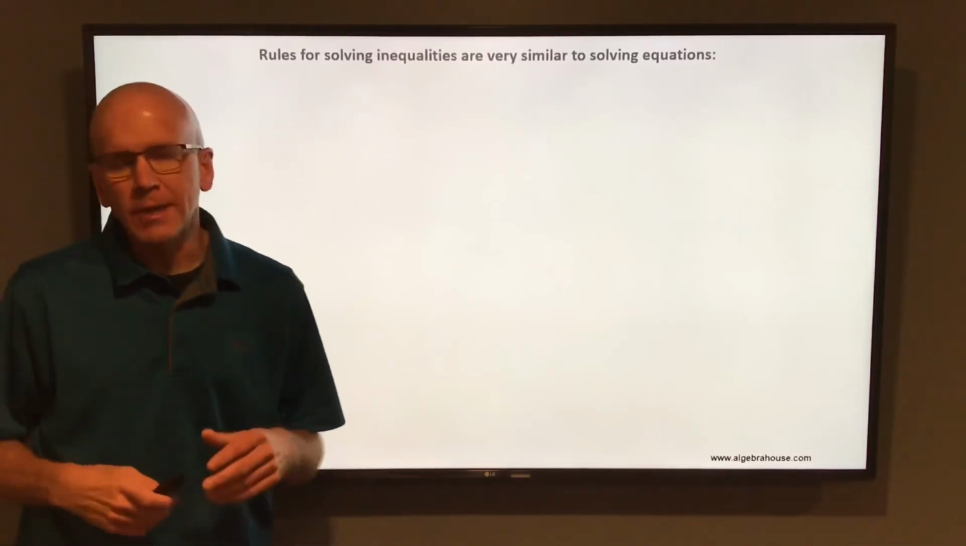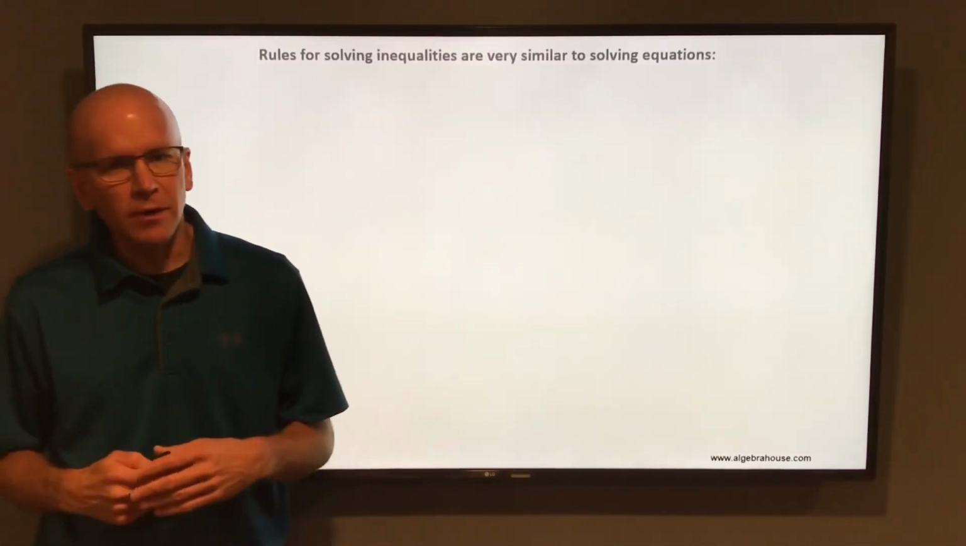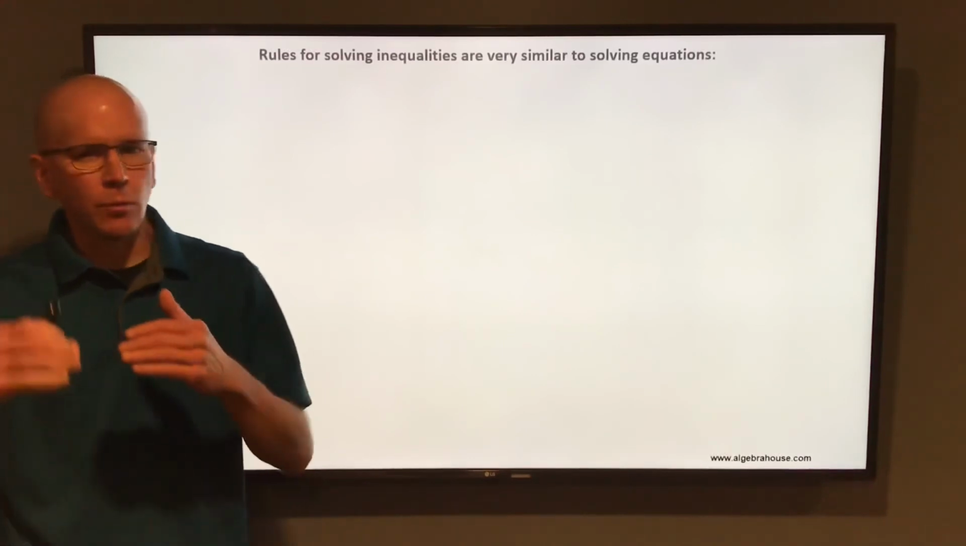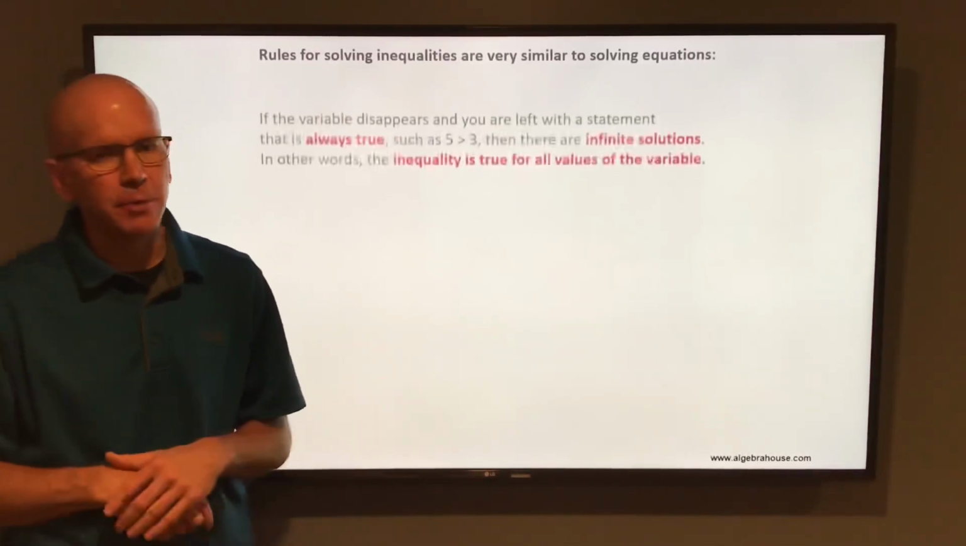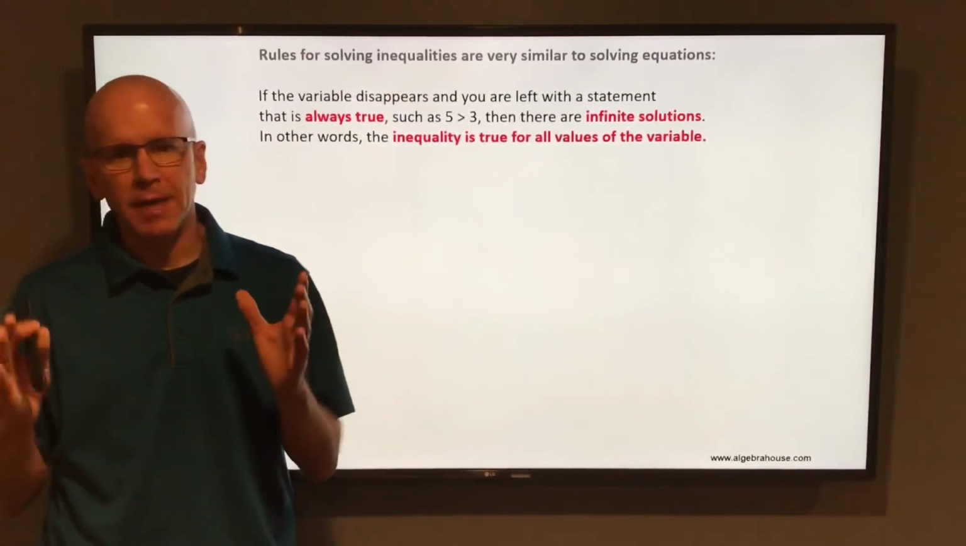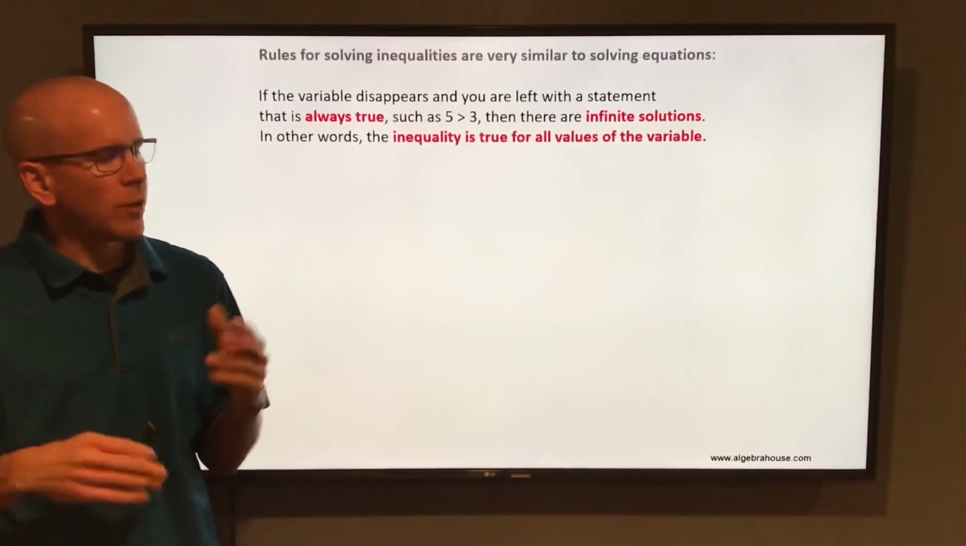The rules for solving inequalities are very similar to the rules for solving equations. Sometimes you'll be working through the steps of solving an inequality and the variable seems to magically disappear. Well, the first thing you do is not panic. It's one of two situations.